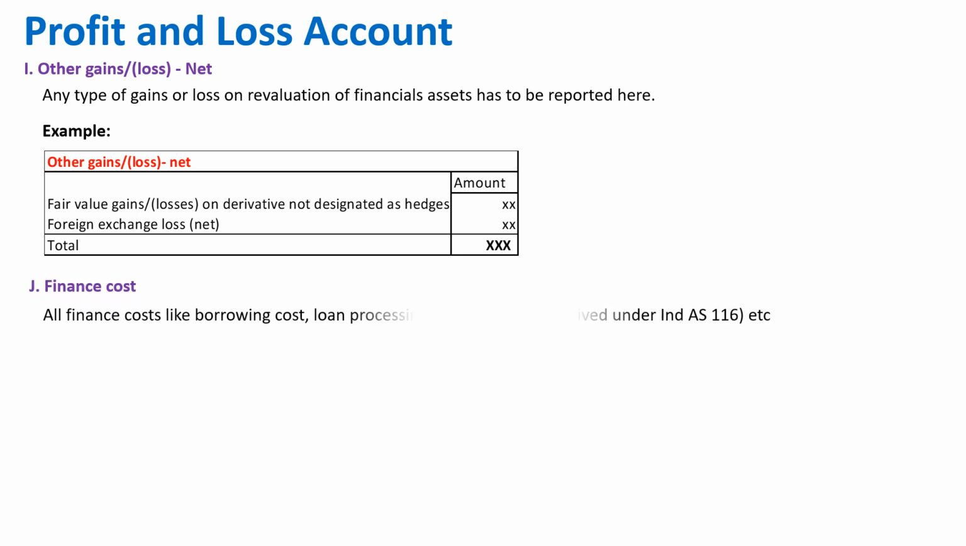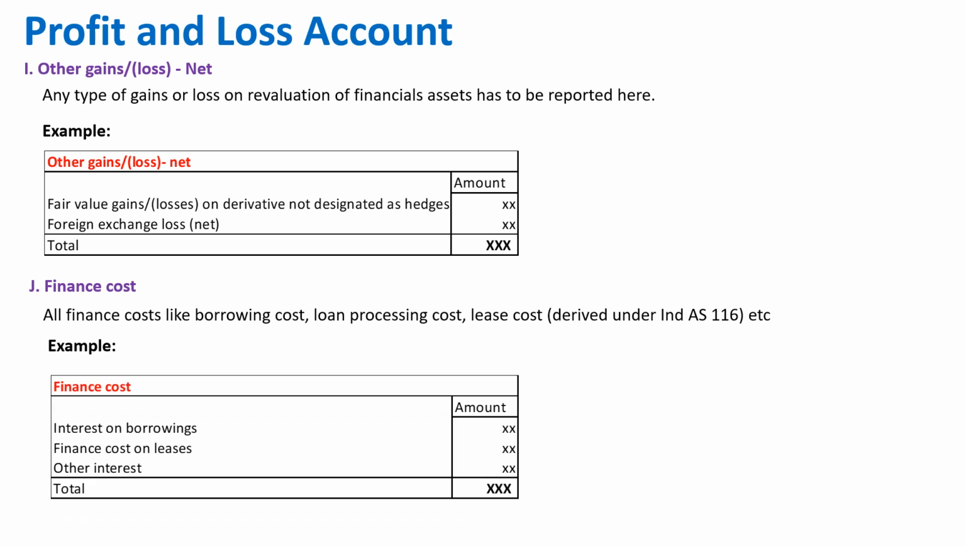Next one is finance cost. All finance cost like borrowing cost, loan processing cost, lease cost has to be reported here. So the format is: interest on borrowing, finance cost on lease. If you're following Ind AS 116, the finance cost of lease, whatever you pay to your landlord, will be derived and reported here. And other interest may include your interest on MSME vendors, which you may accrue as per the MSME Act. So all these interest costs will be reported under finance cost.